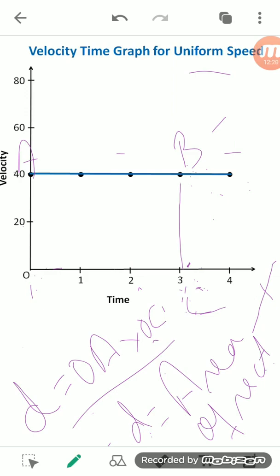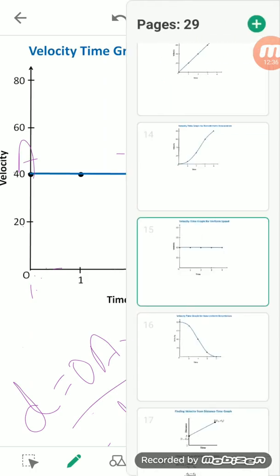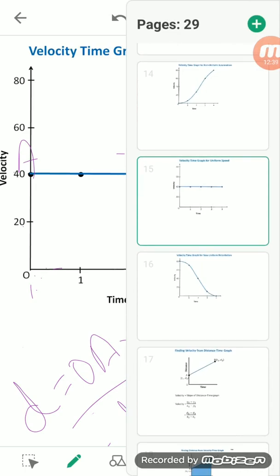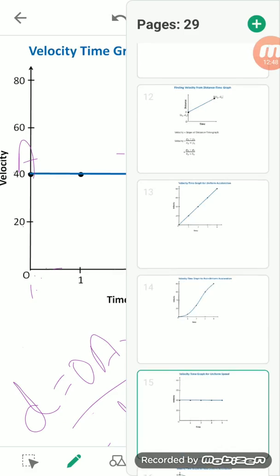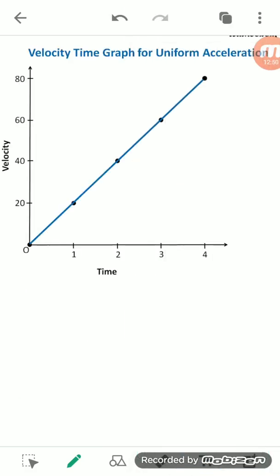The velocity time graph of an object moving with a constant speed or constant velocity is a straight line parallel to the time axis. So this is a uniform acceleration. Now we will come to the next one, and that is the speed time graph when speed changes at a uniform rate, which is also known as uniform acceleration.